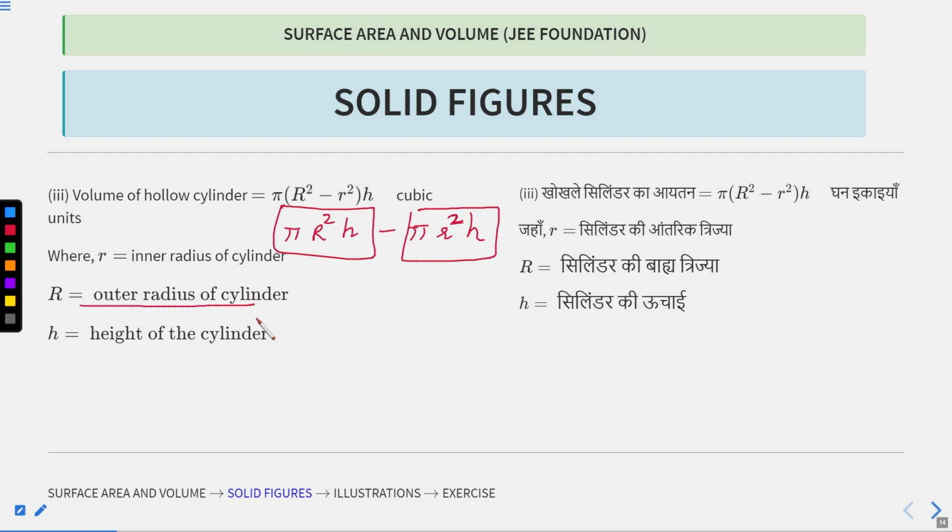So the outer radius of the cylinder, or the bigger cylinder, and this is for the height of the cylinder. Okay, so now height remains the same as you see. The only thing changed is the radius, because for the outer cylinder, or the bigger cylinder, we are using the capital R, and for the inner cylinder, or the newer cylinder, we are using the small r. So this will be our volume for the hollow cylinder.